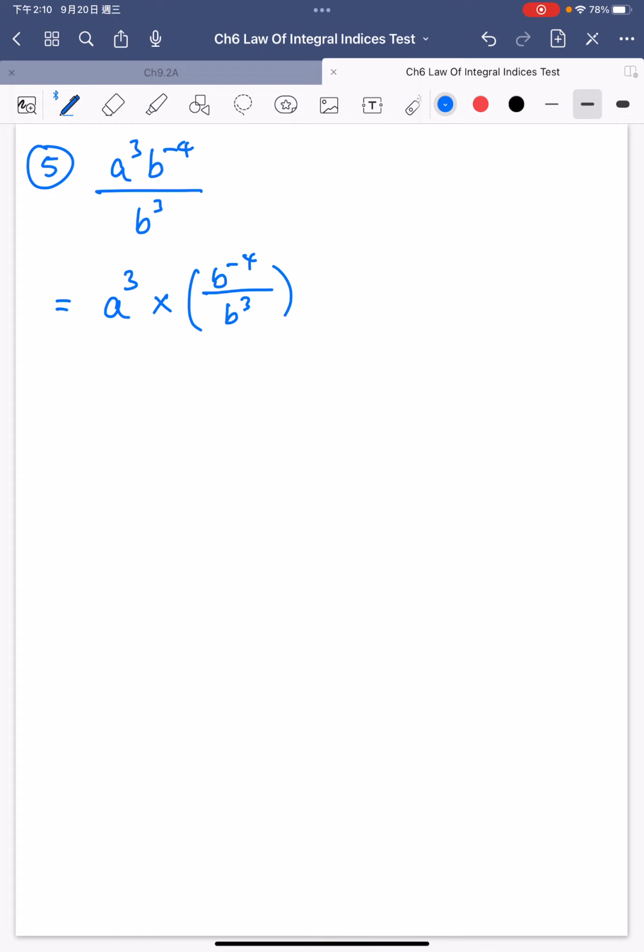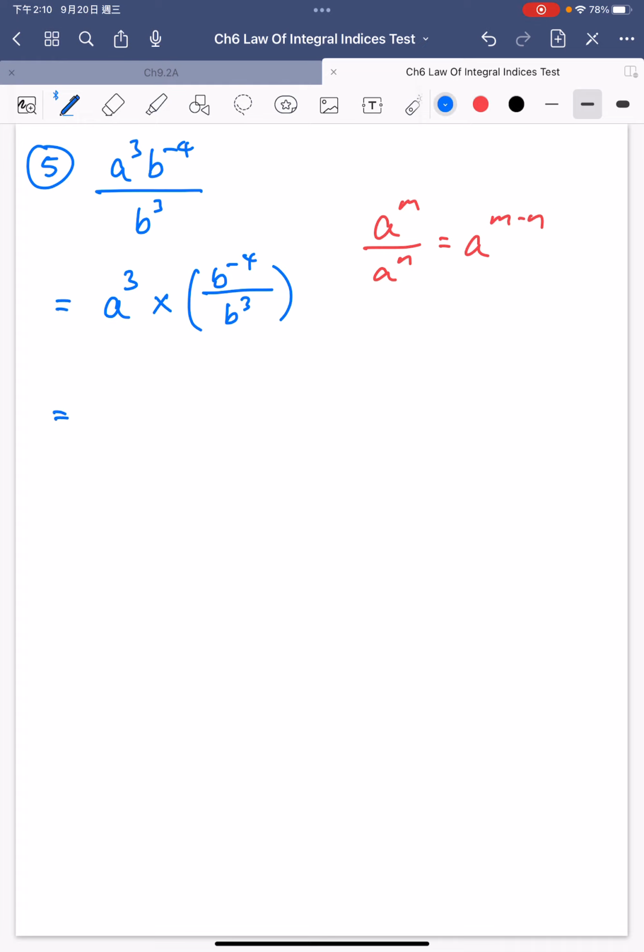Now we're moving to number 5. We have a cubed times b to the power of negative 4 divided by b cubed. In this question, we're going to separate this whole fraction into two fractions, which means we have a to the power of 3 times b to the power of negative 4 divided by b cubed. We always separate our fractions into the parts with the same base. Then we use our formula: a to the power of m divided by a to the power of n is equal to a to the power of m minus n.